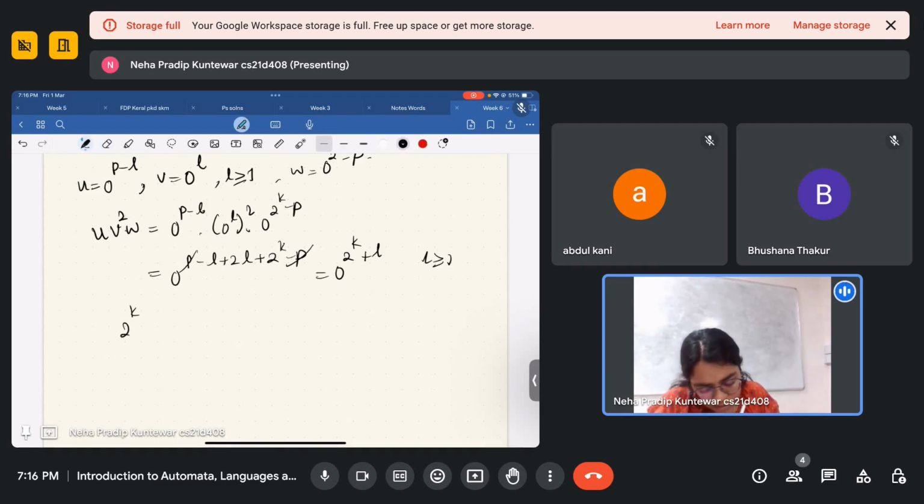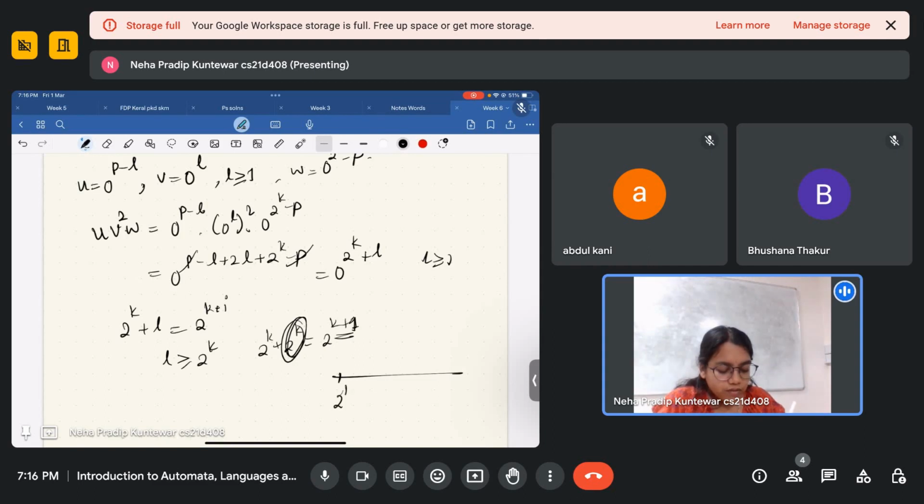So what should be the value of l so that 0 to the 2 to the k plus l is a power of 2? If it has to be some power of 2, then l will have to be at least 2 to the k. Otherwise you can't get a power of 2, because 2 to the k plus 2 to the k would be 2 to the k plus 1. If you have 2 to the k here, everything else here is not a power of 2. The next power of 2 is only 2 to the k plus 1. But if you don't have sufficiently large l, then you will never reach 2 to the k plus 1.